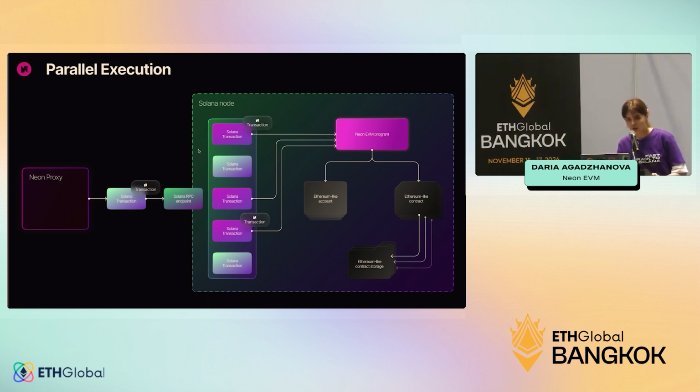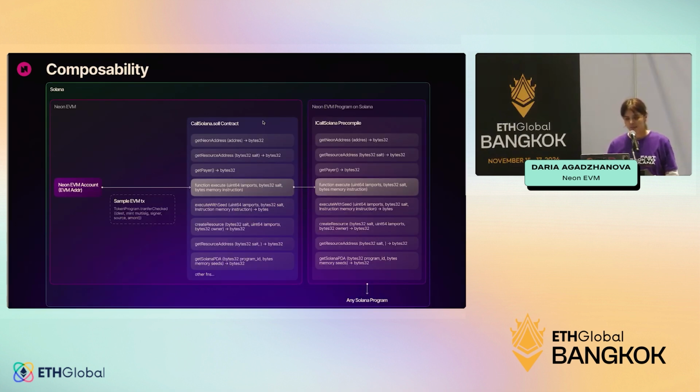This is a diagram of how parallel execution works on Neon and Solana. Because of how Solana manages data and how it separates accounts and programs, we can run parallel transactions also on Neon. So this is how we achieve the speed of up to 2,000 transactions per second.